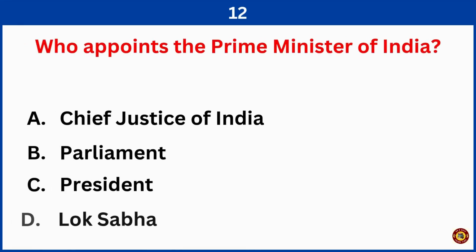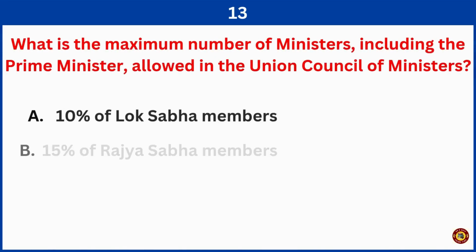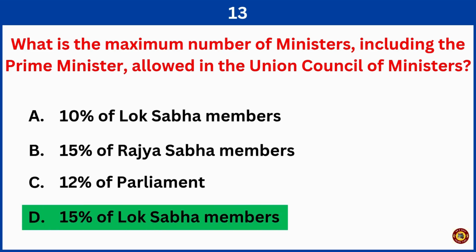Who appoints the Prime Minister of India? Correct answer is option C, the President. What is the maximum number of ministers, including the Prime Minister, allowed in the Union Council of Ministers? Right answer is option D, 15% of Lok Sabha members.